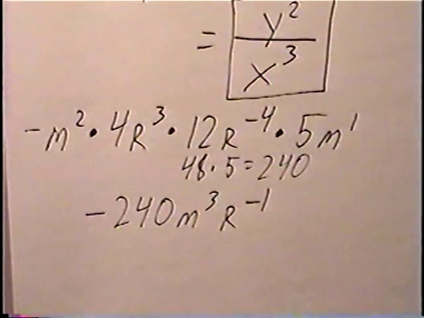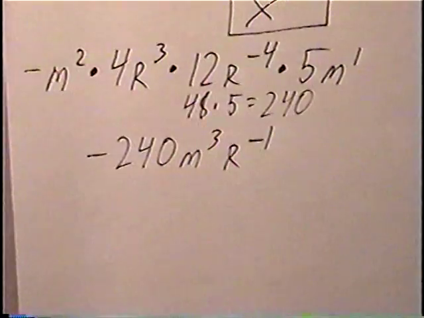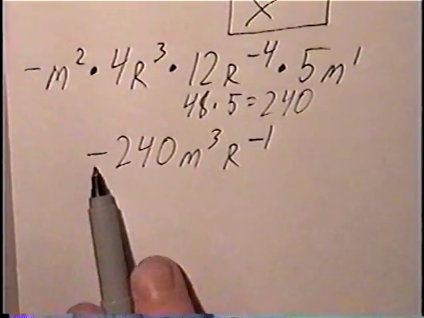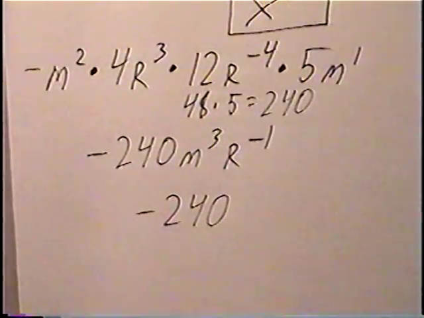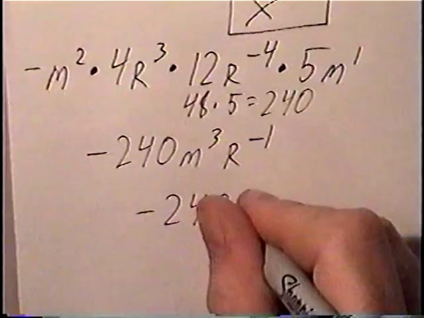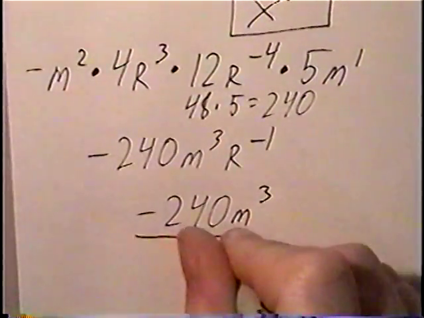r to the negative first power. Continuing to simplify, again, if we have negative exponents, we can rewrite that using a fraction. Negative 240 would stay the same since it does not have a negative exponent, and also m to the third power would stay the same since it does not have a negative exponent.